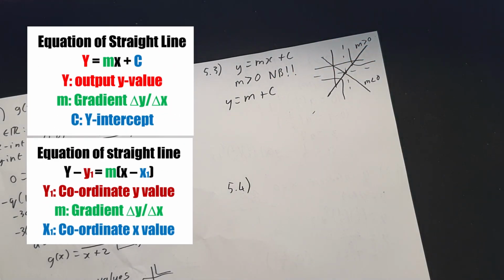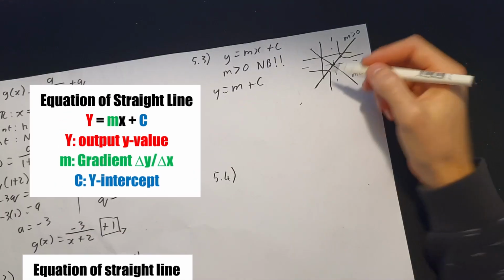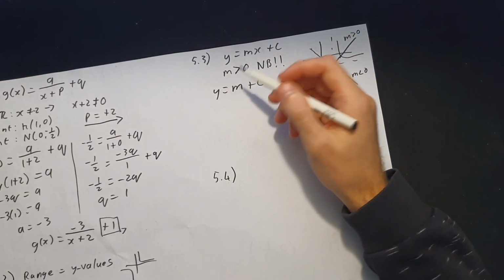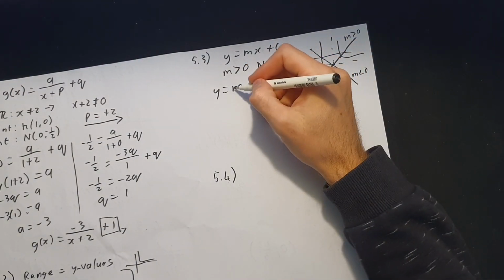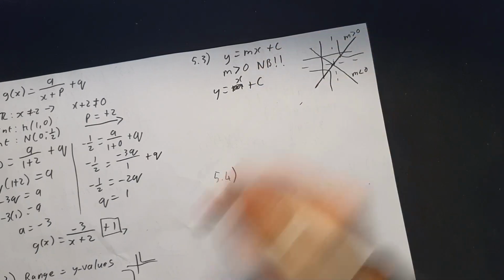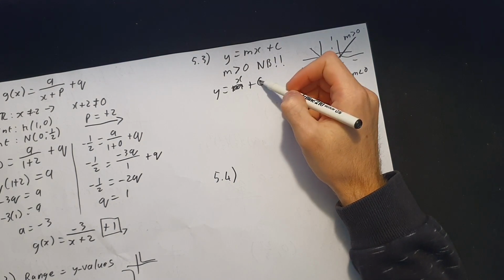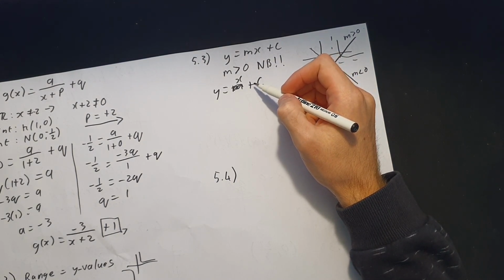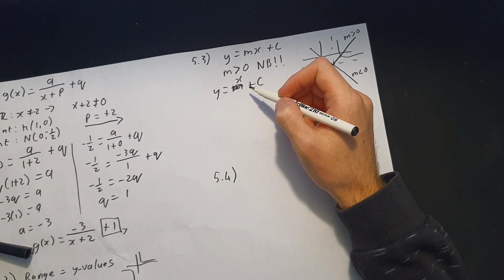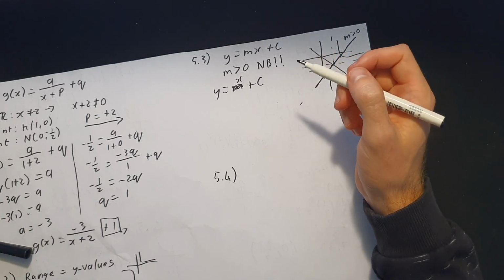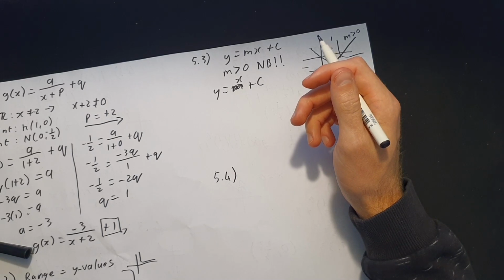Now we don't have to work out the gradient because we know that the gradient of a 45-degree line is always 1. Sorry, not m, that should be x. So all we have to do is find the c value. And how do we do that? Well, in order to do that, we can use the coordinates which were given to us.